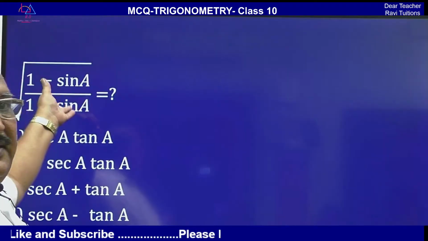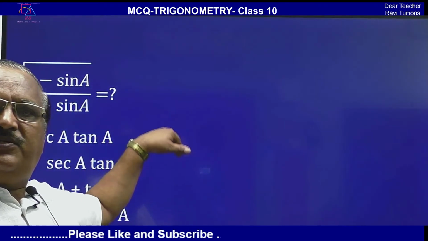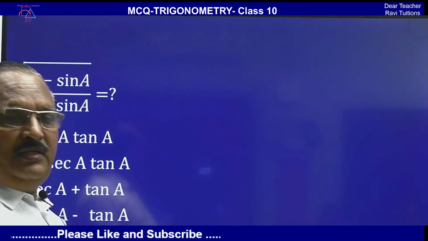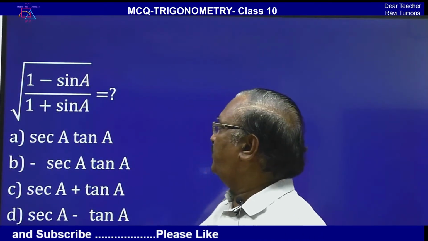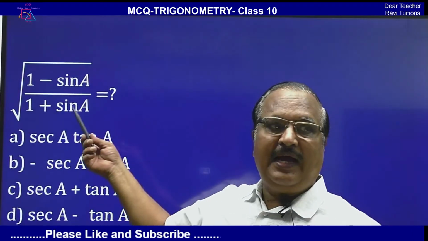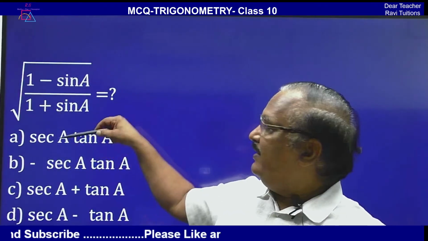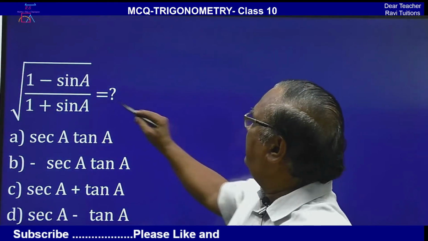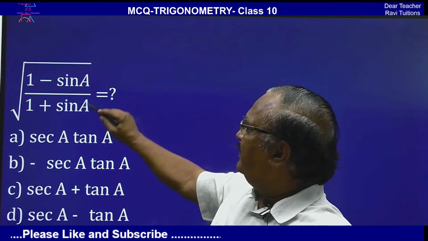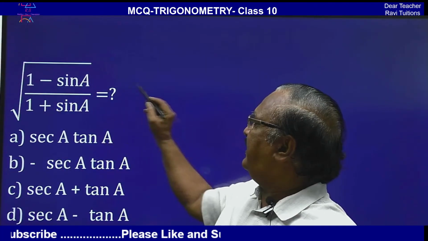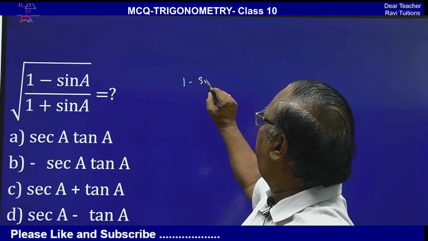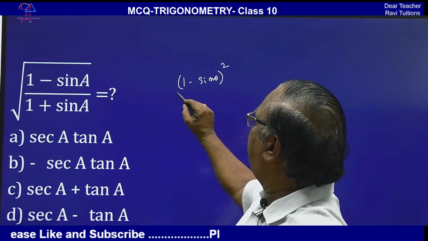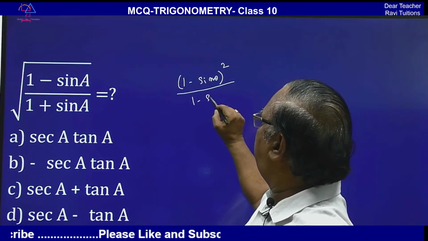So this is one more question. This is also a subjective question. So you have to use the identity. You have to multiply. So then what you will get? Numerator and denominator you have to multiply with 1 minus sin theta. So this is 1 minus sin theta whole square. This is 1 minus sin square theta.